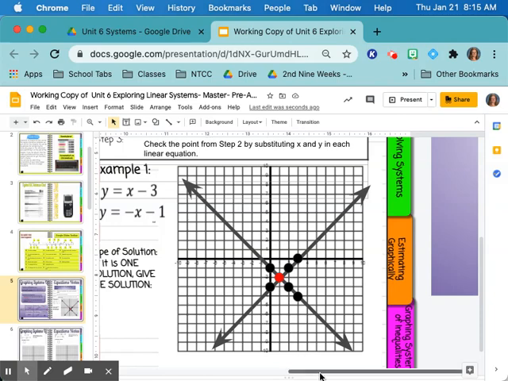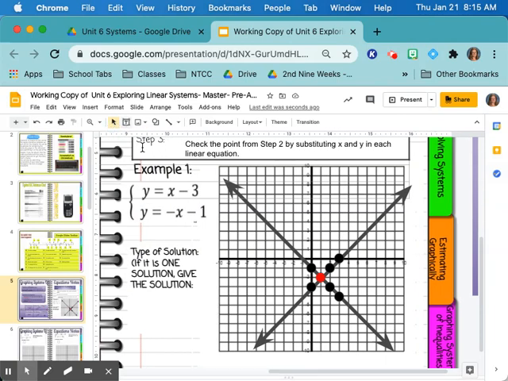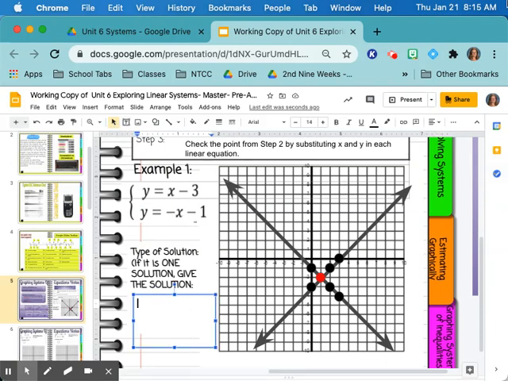So let's estimate where that's at. Where is that point at? 1, -2. And now we are going to check the point from our step 2, which is this 1, -2, by substituting in x and y in each of the linear equation.